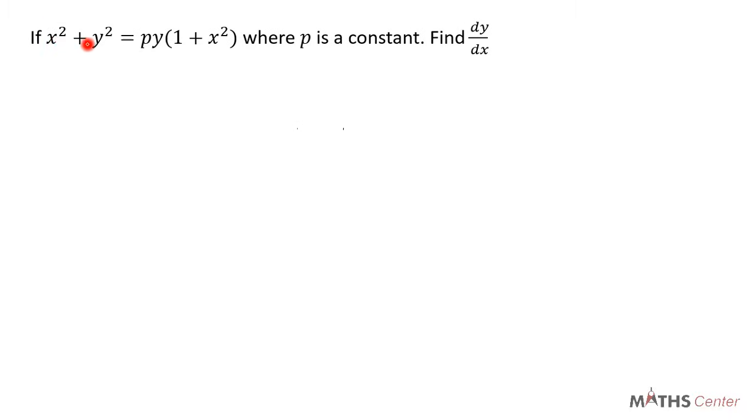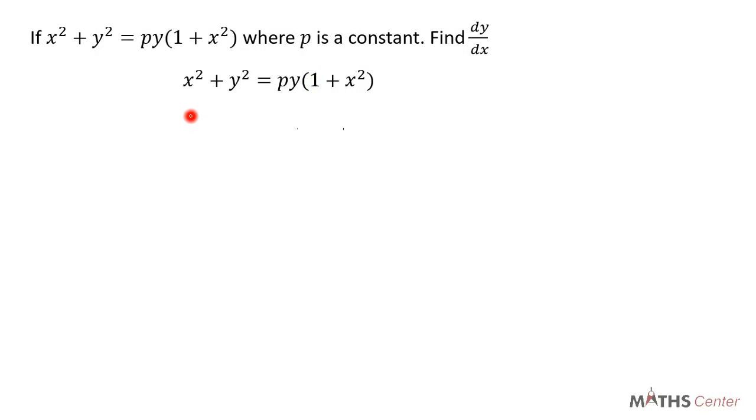If x squared plus y squared is equal to py times 1 plus x squared, where p is a constant, take note of that because it's very important. P is a constant, find dy dx. Here the equation is x squared plus y squared is equal to py times 1 plus x squared.